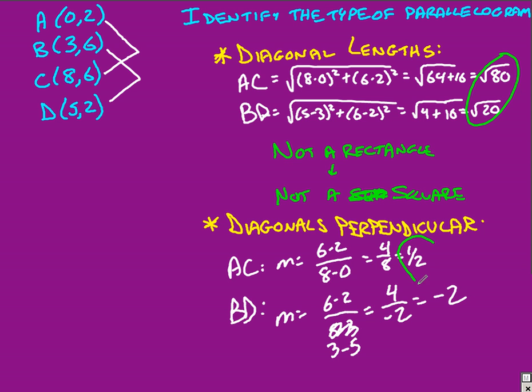Again, let's compare these. These two are opposite reciprocals. That means that we have perpendicular diagonals. Because they're perpendicular, we're going to say that ABCD is a rhombus. So because it's a rhombus and it's not a rectangle, rhombus is all we can do. Again, if it was both rhombus and rectangle, that's the only time we would say it is a square. In this case, we have, as our final answer, just a rhombus.